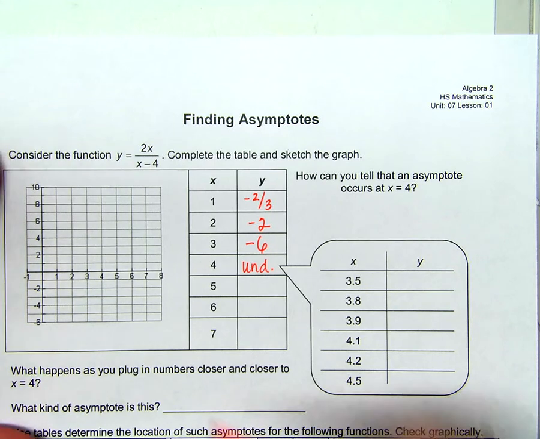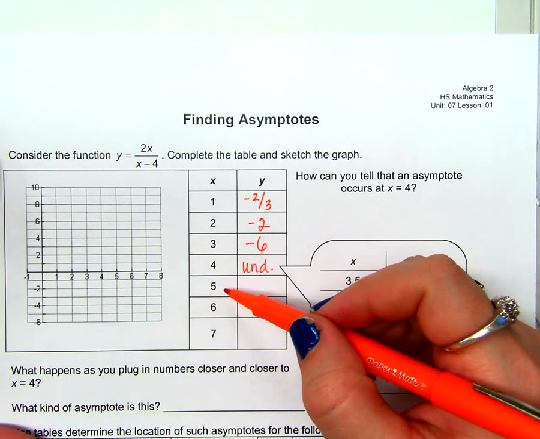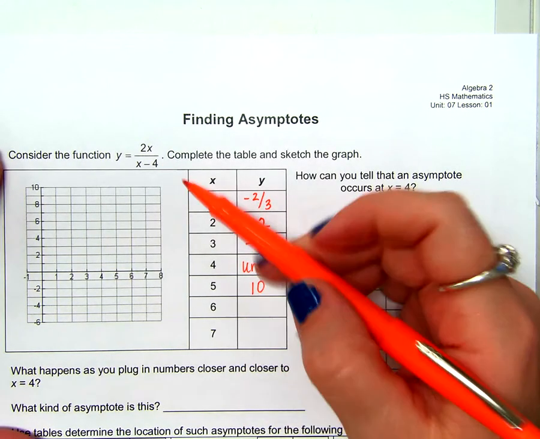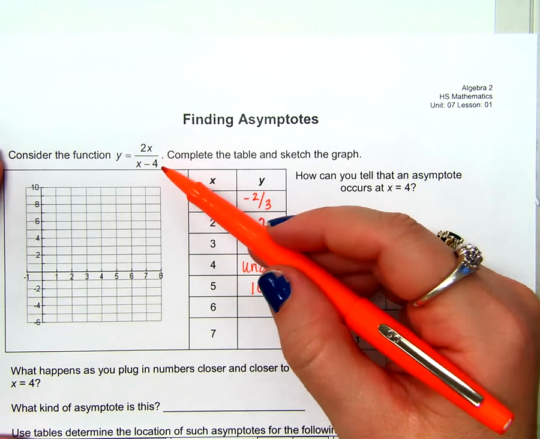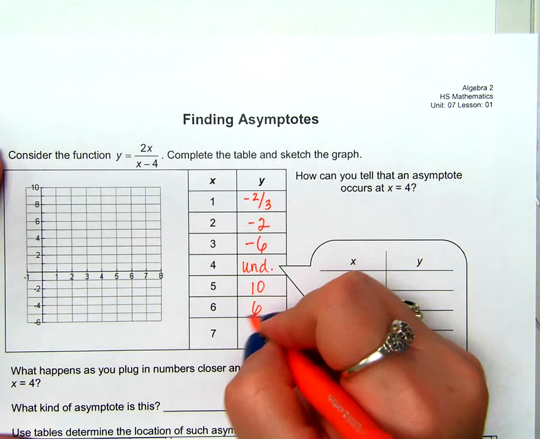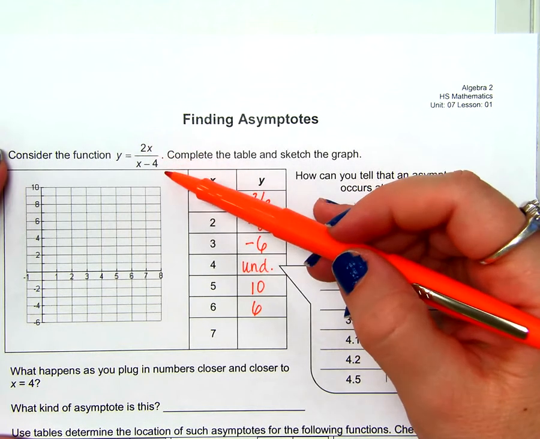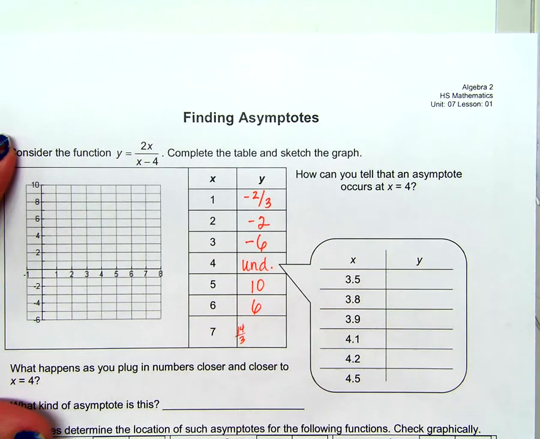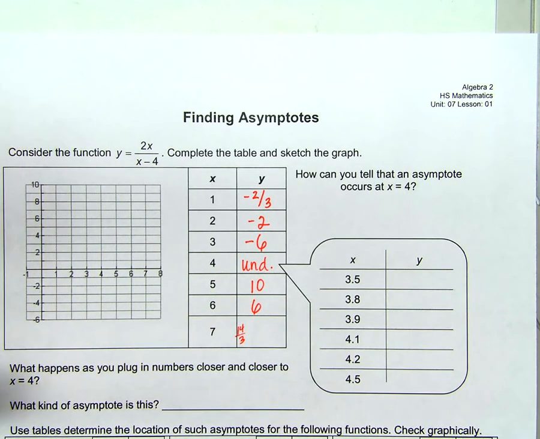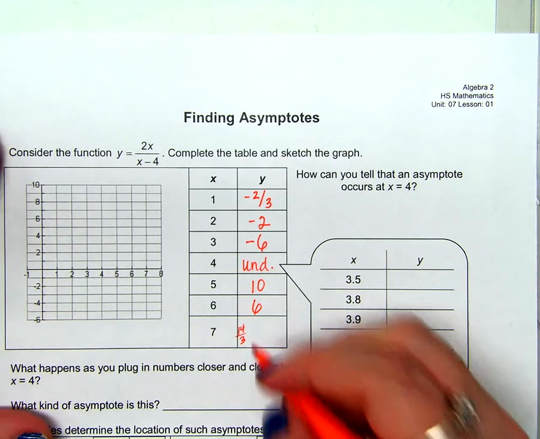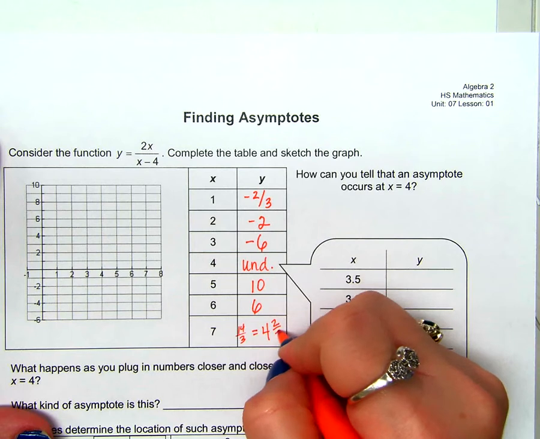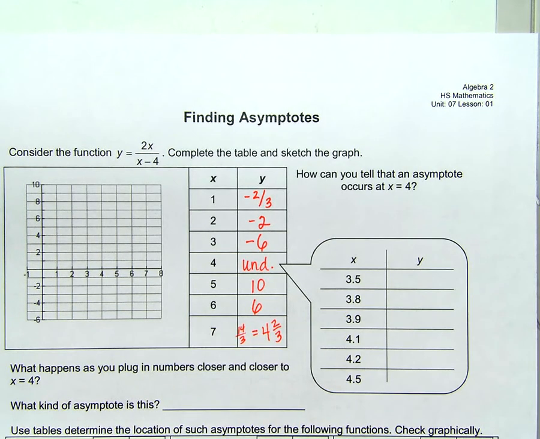Okay? So what about 5? 10 over 1, so that would be 10. What about 6? 12 over 2, so that would be 6. What about 7? 14 over 3. Now, most of the time, you know I don't mind if you leave it 14 over 3, right? But what are we trying to do with these things? Graph them? Can I graph 14 over 3? No, what do I need it to be? 4 2/3. 4 and 2/3 would be better, right? 4.67 would be okay. Something like that that makes sense for me to graph.